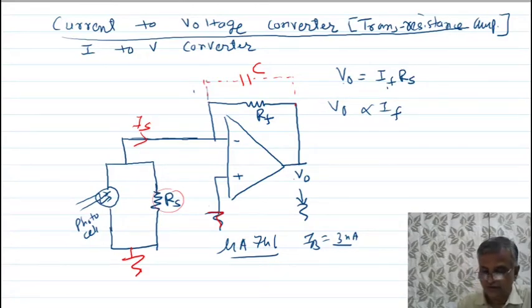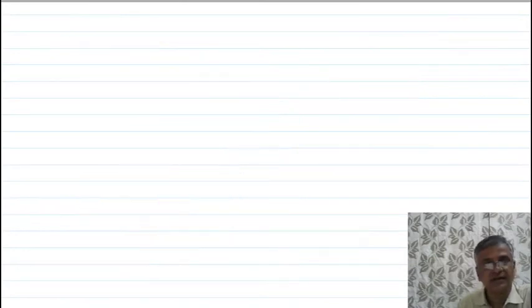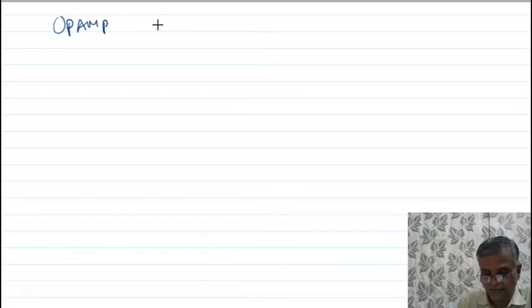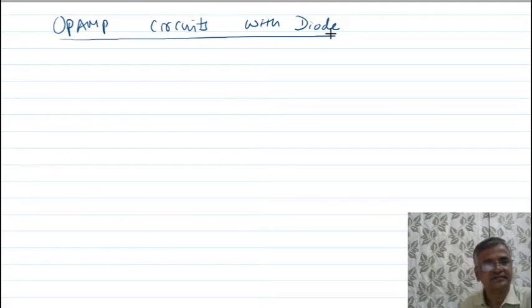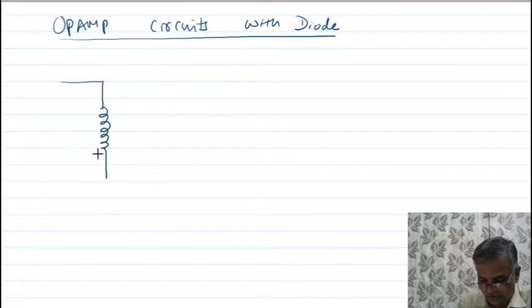Now, next I am discussing op amp circuits with diodes. See, what is the limitation of an ordinary rectifier? Suppose I am showing you this ordinary rectifier circuit.